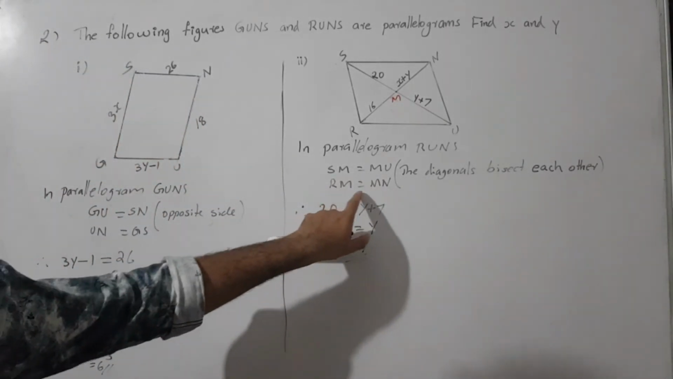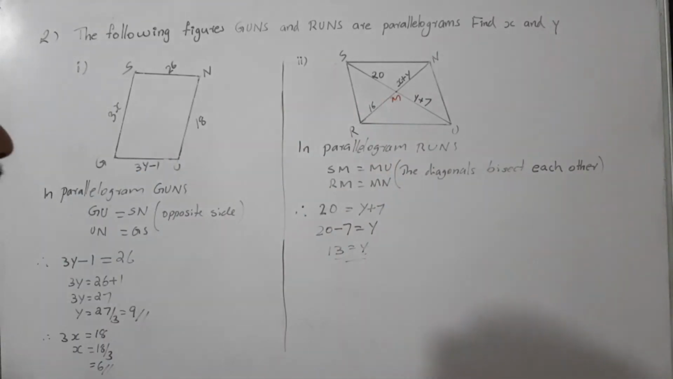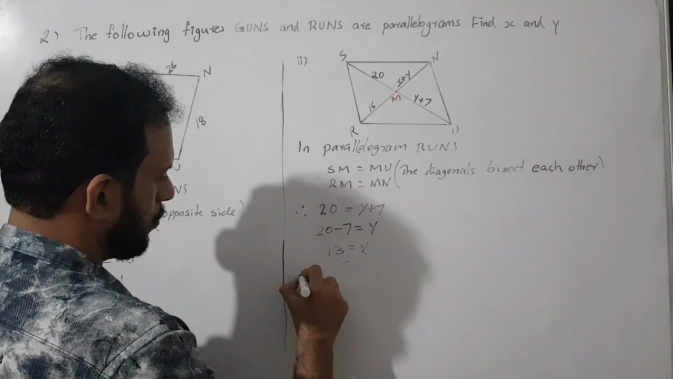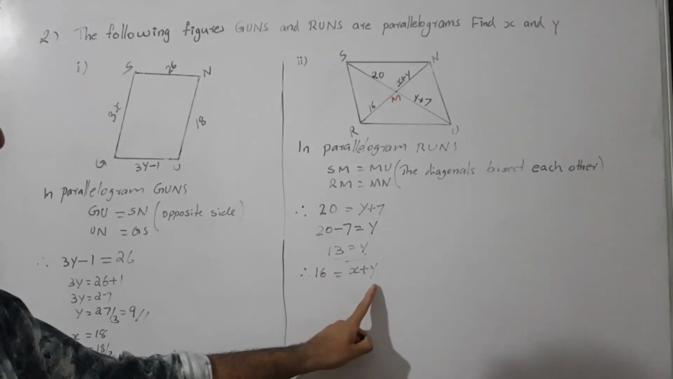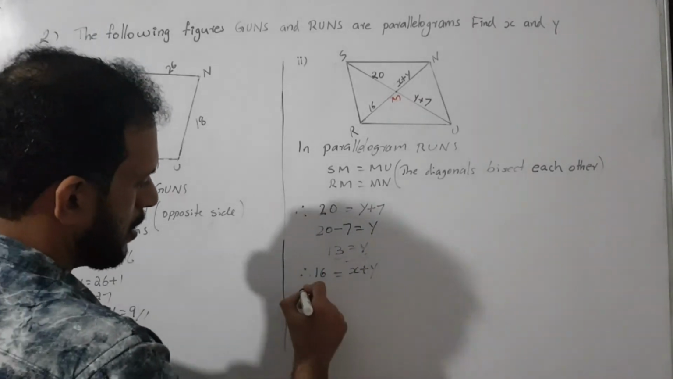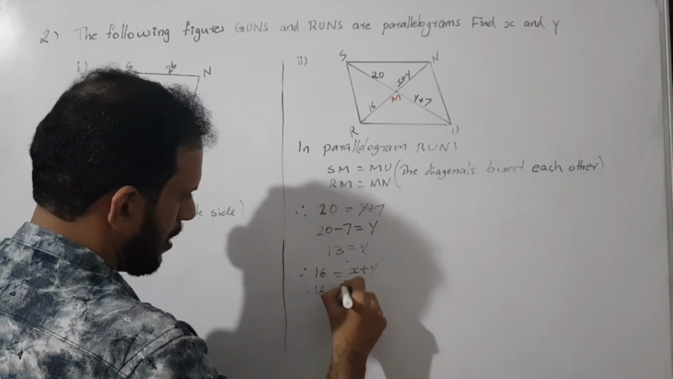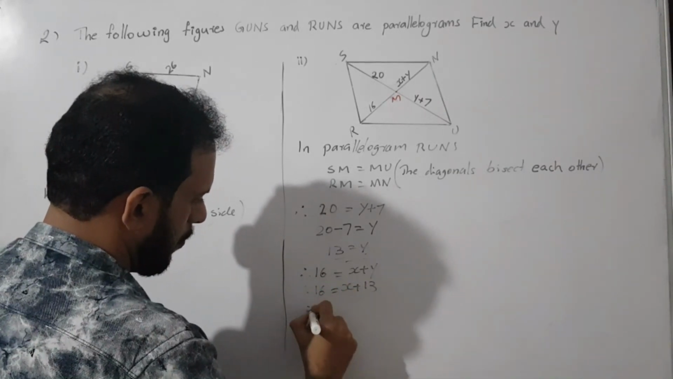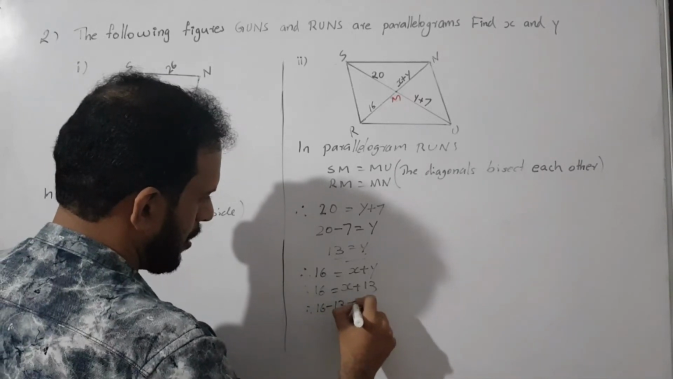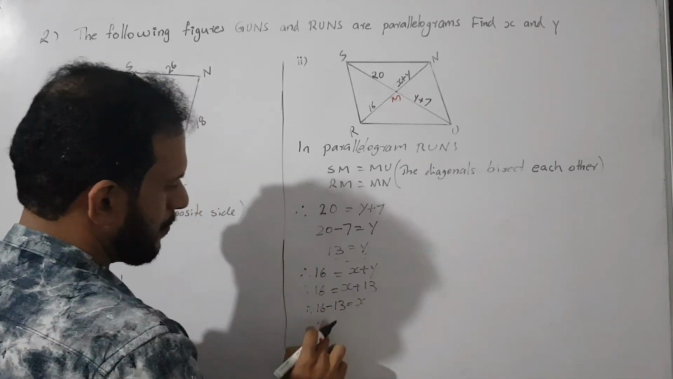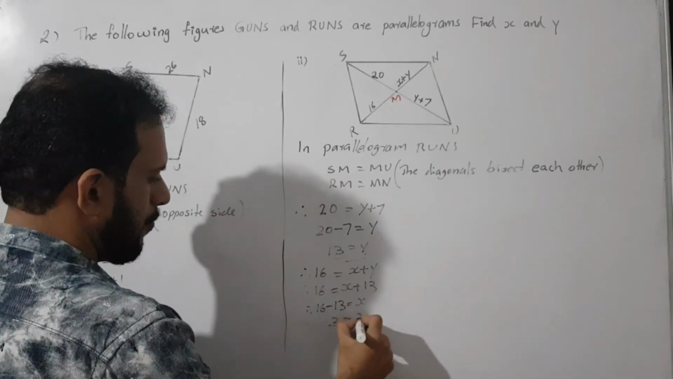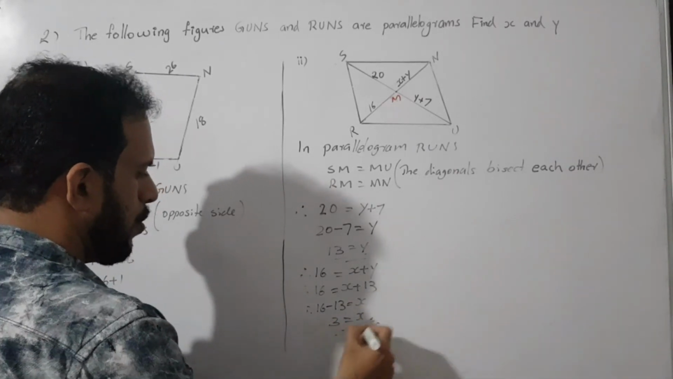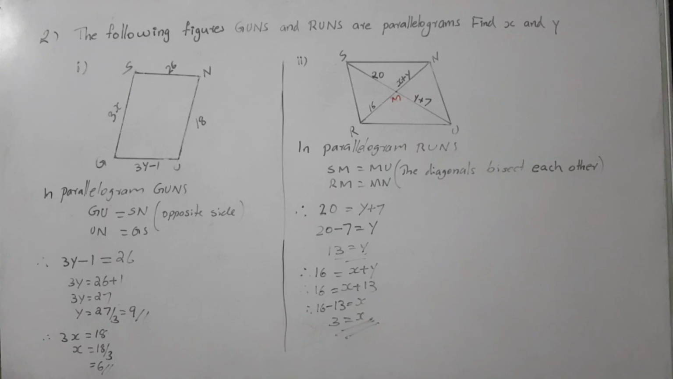Then what is next? RM is equal to MN. What is RM? 16. Therefore 16 is equal to MN. What is MN? x plus y. And now we know the value of y, which is 13. Therefore 16 is equal to x plus 13. Therefore 16 minus 13 is equal to x. What is 16 minus 13? 3. Therefore the value of x is equal to 3. So now we got it: the value of x is equal to 3 and y is equal to 13 in the second question.